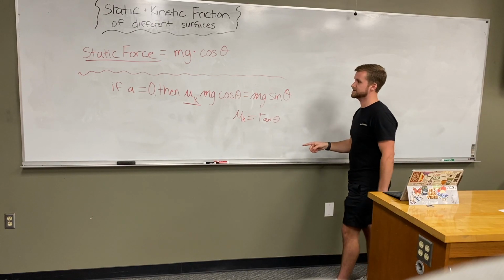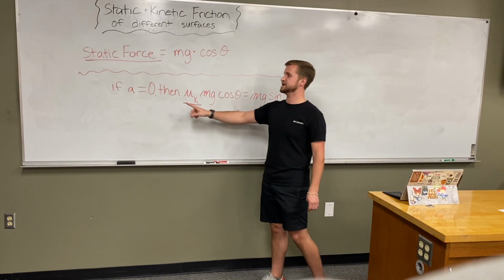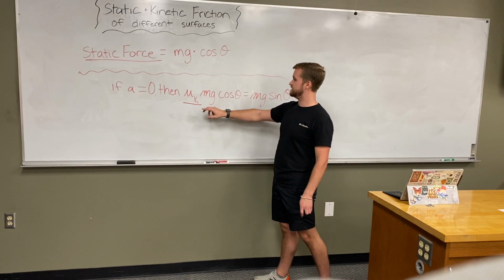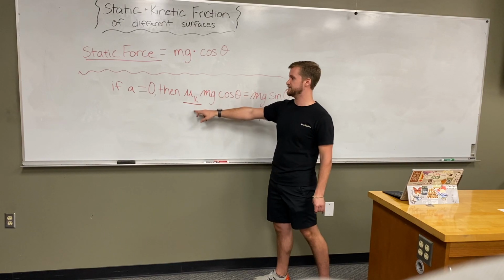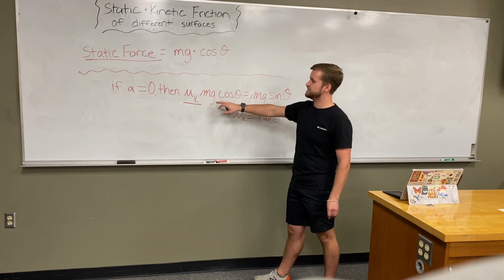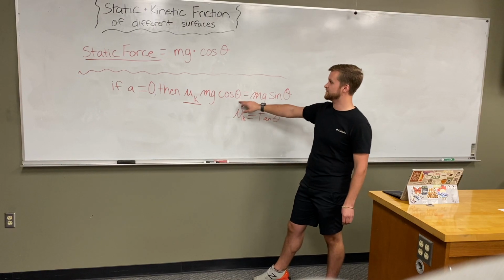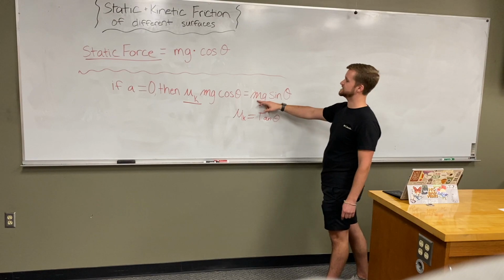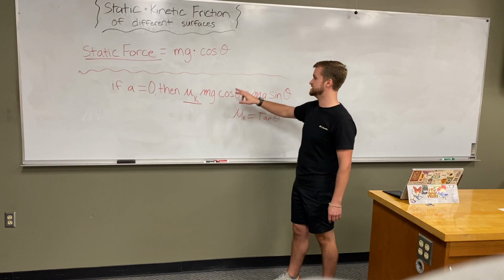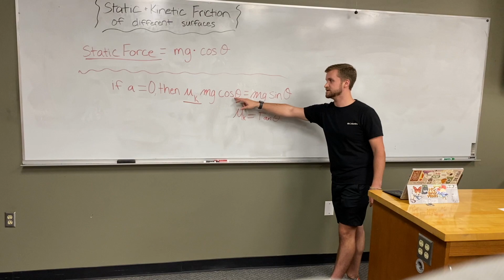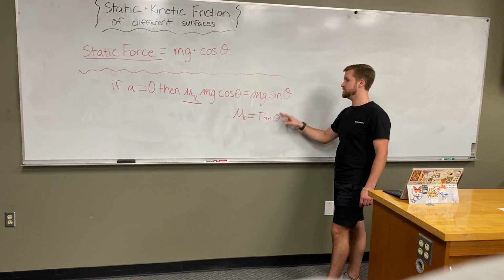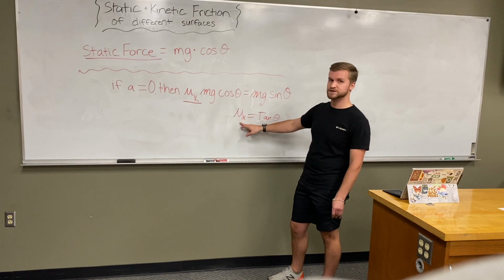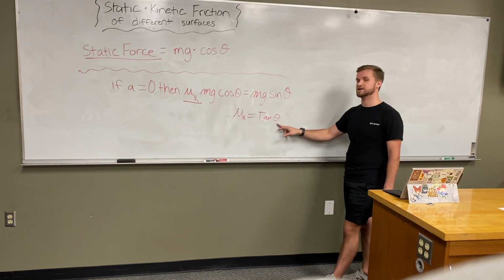And then kinetic friction, the only time we can use this formula is if the acceleration is 0. We'll come back to that later. But the formula is the coefficient of kinetic friction multiplied by mass multiplied by gravity multiplied by the cosine of angle theta, which is equal to mass times gravity times sine angle theta. So since mass times gravity is on both sides, we can cancel those out. And then we just divide sine by cosine over here, which turns it into tangent. And so it simplifies into just the coefficient of kinetic friction is equal to tangent of the angle theta.